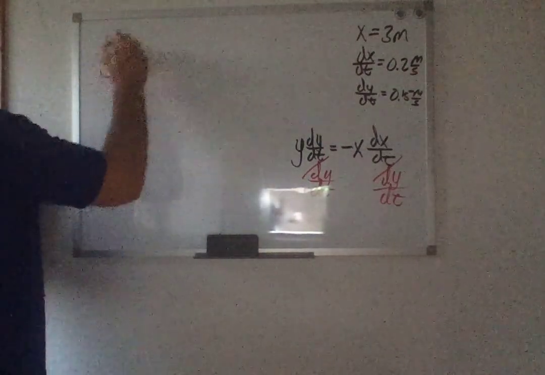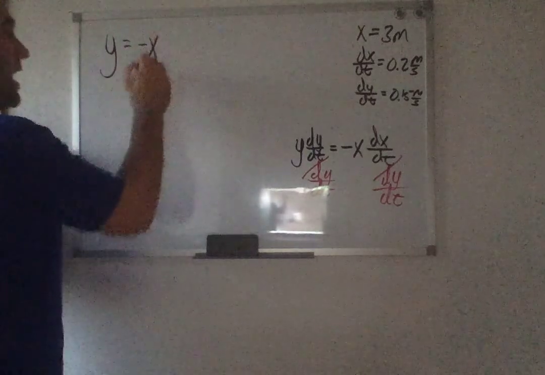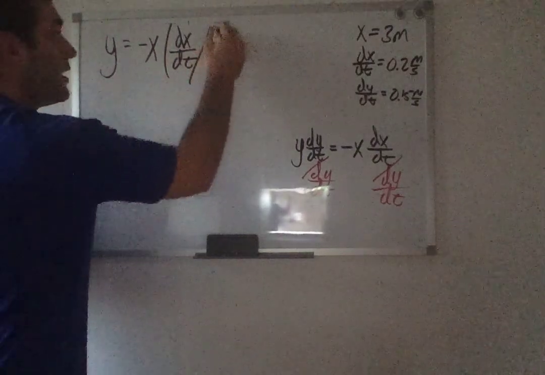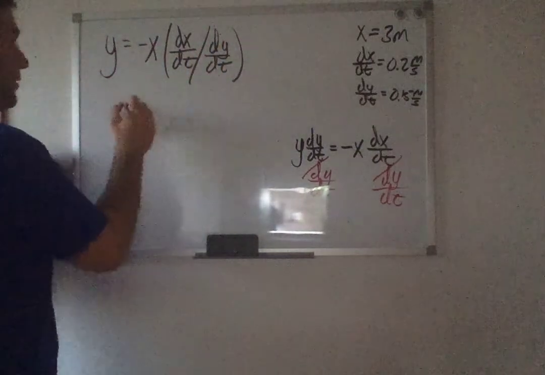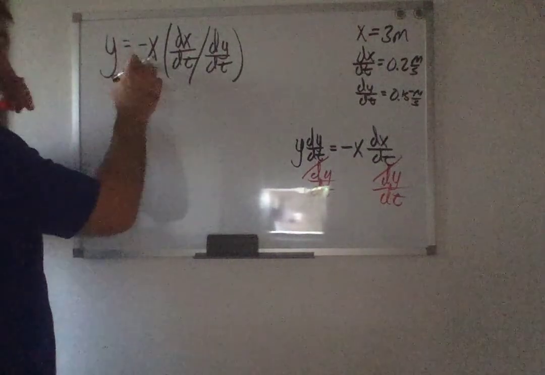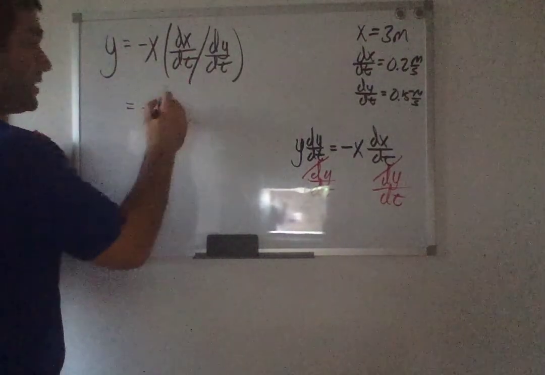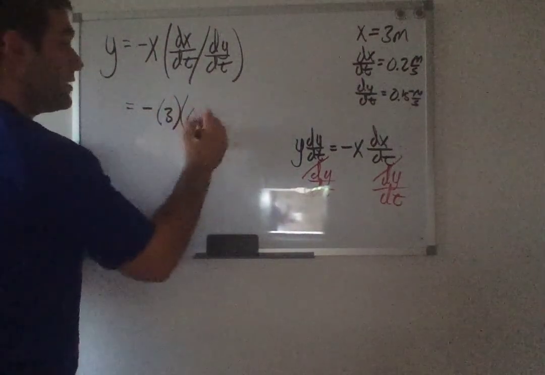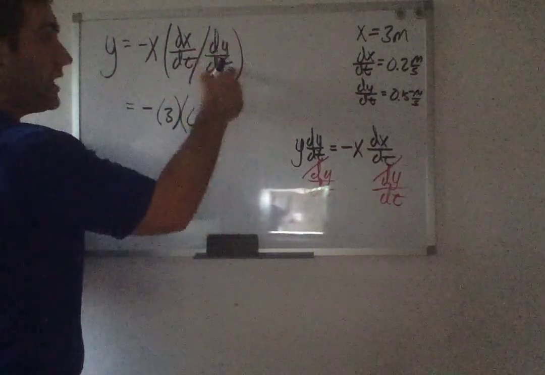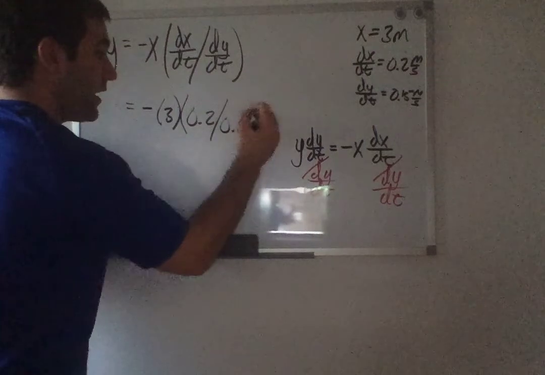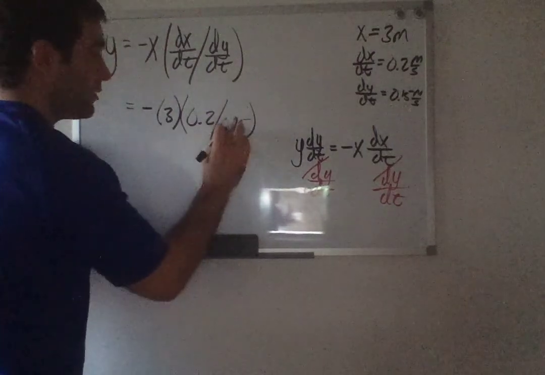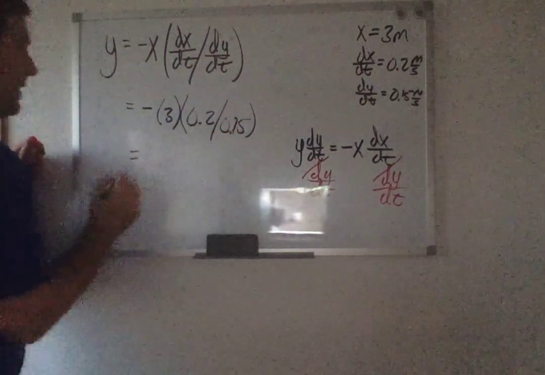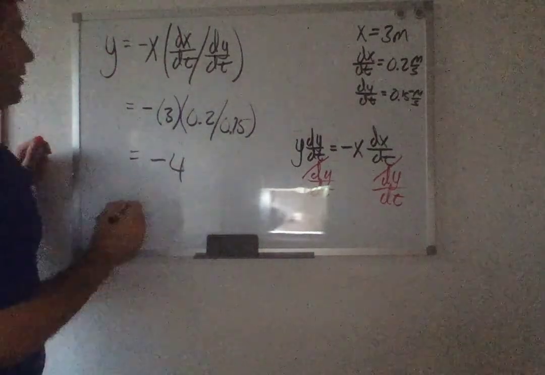So we've got y is equal to negative x times dx/dt divided by dy/dt, which is equal to negative x. So our x here is 3, dx/dt is 0.2, divided by dy/dt. dy/dt is 0.5, or 1.5. Let's fix that. There we go. And this is going to equal negative 4.